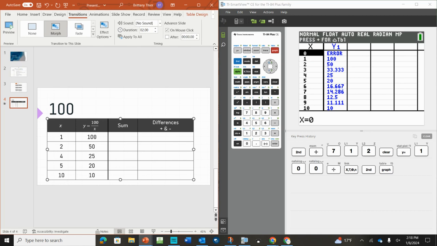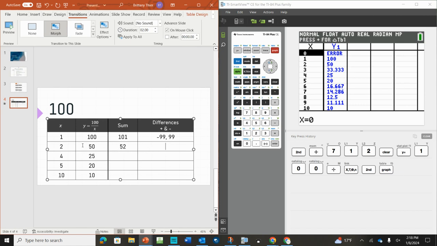Now we're going to go through each pair and find its sum. So 1 plus 100 is 101. Then the difference. We can do 1 minus 100, which would give us negative 99. And then we could also do 100 minus 1, which would give us positive 99. So each difference, it depends on which way you take it, it will have a positive and negative. Okay, 2 plus 50 gives us 52. So the sum of these numbers is 52.